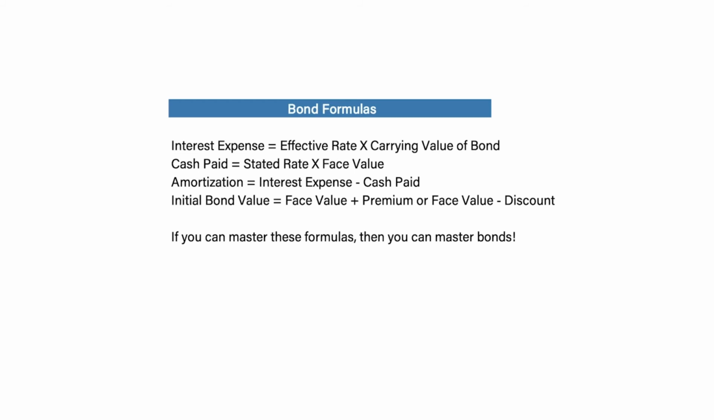So here are the important bond formulas that you need to know. Interest expense is the effective rate times the carrying value of the bond. Cash paid is the stated rate times the face value. Amortization is the interest expense minus the cash paid, and the initial bond value or price is the face value plus a premium or face value minus a discount. So the good news is if you can master these formulas, then you can master bonds. So for your next practice questions, try implementing all of these different formulas.